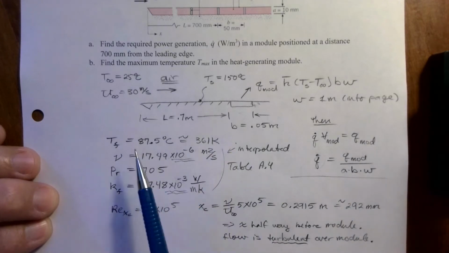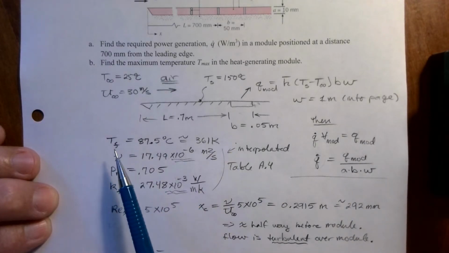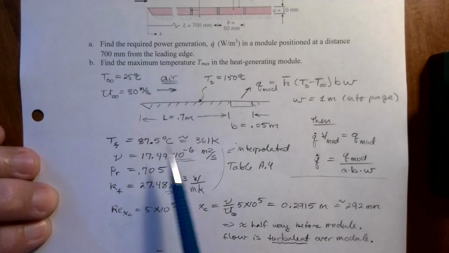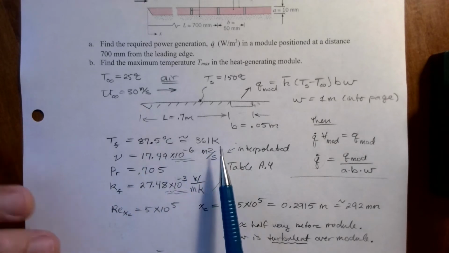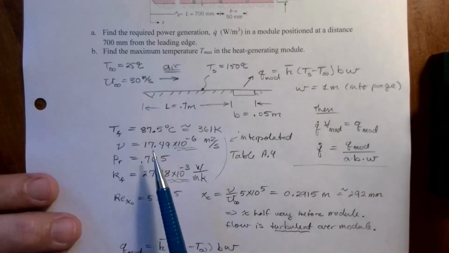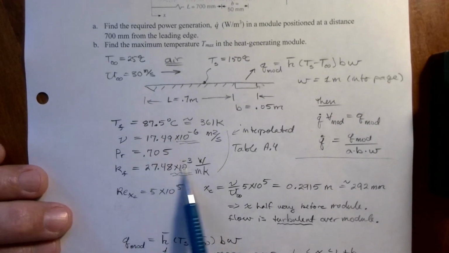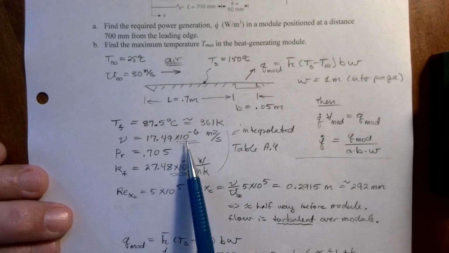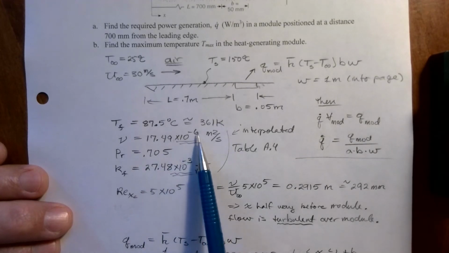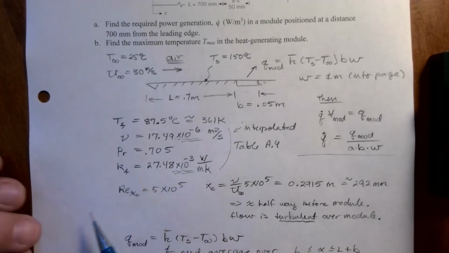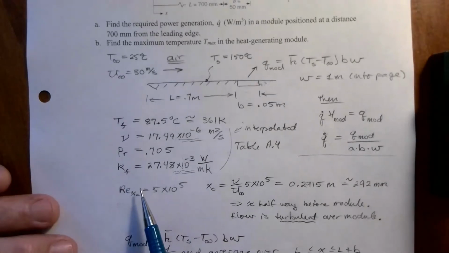Okay, so first thing, to get that h bar, we need to know the film temperature. That's the average between the 25 and the 150, so 87.5, so 361 K. Go to the table for air, table A4, and interpolate to come up with these values. Don't forget the times 10 to the minus 6 for the kinematic viscosity and 10 to the minus 3 on the thermal conductivity.